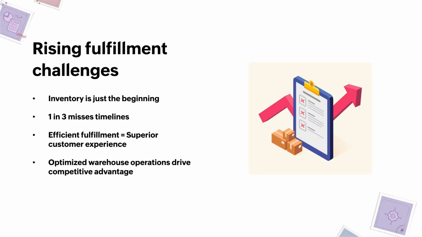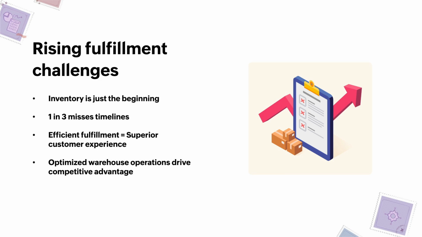And this is not all. Inventory management is just half the battle won, whereas the rest is fulfilling the orders efficiently and on time. Even if businesses manage to stay on top of their inventory, nearly one third of businesses miss their shipment deadlines. And in today's world, with rising customer expectations around delivery speed, this is completely unacceptable.